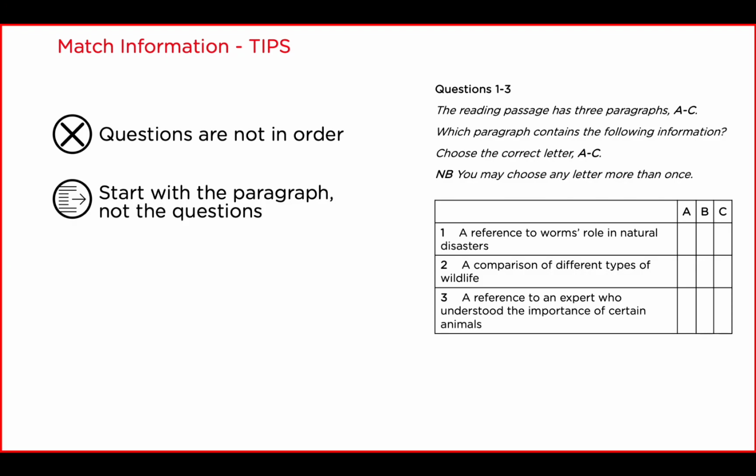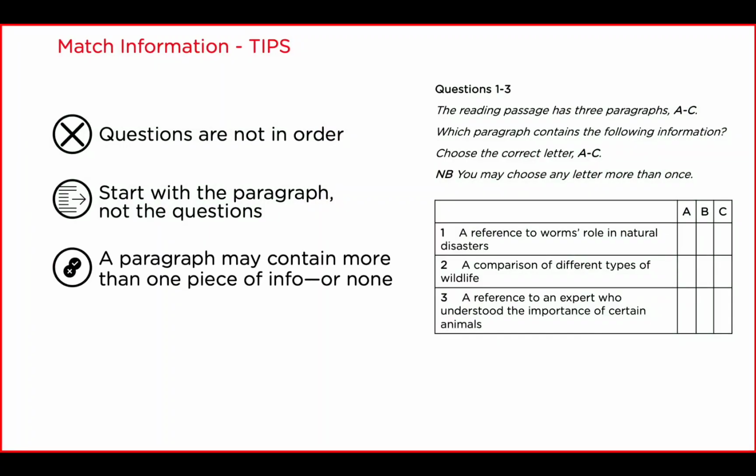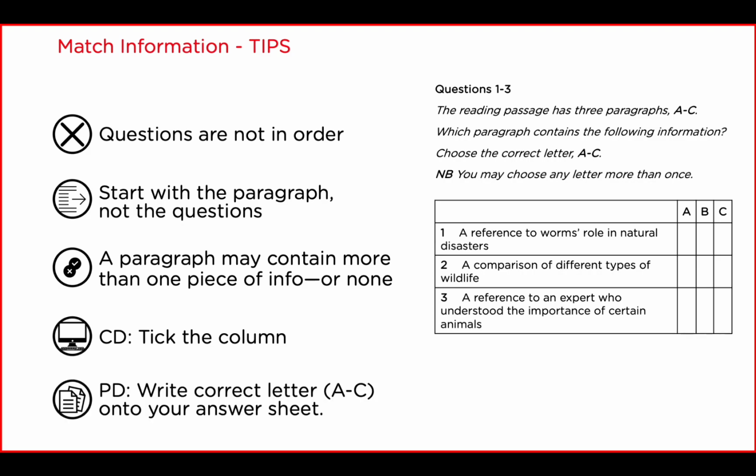Just like with match headings, you should start with the paragraph. Don't start with the questions and work backwards. Keep in mind that a paragraph may contain more than one piece of information, meaning 1 and 2 could be in paragraph B, for instance, or a paragraph may contain no information. So it's possible that there are no ticks for A or no ticks for B. For computer delivered, you tick the column. For paper delivered, you write the answer onto your answer sheet.